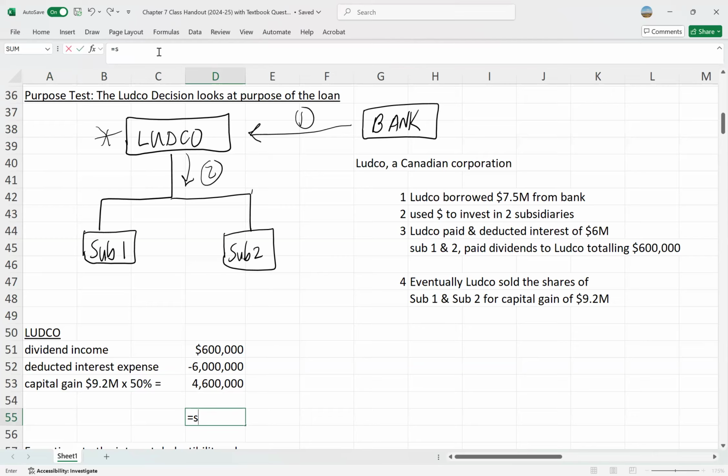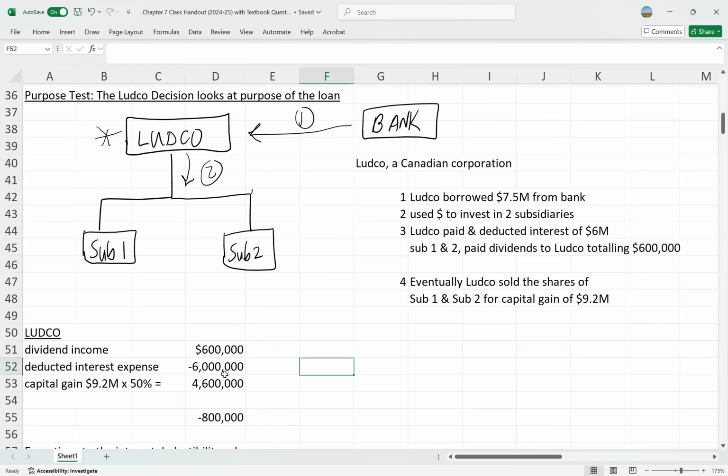I'm going to do a quick total here, just to look at the overall impact. So the overall impact, oh, hold on, it doesn't seem right. So the overall impact was negative $800,000 because of that huge interest expense that was deducted.